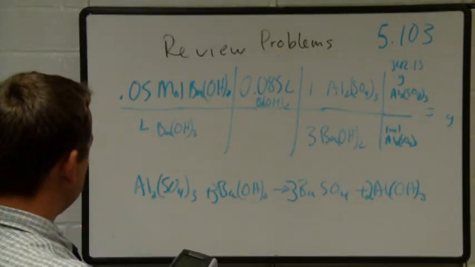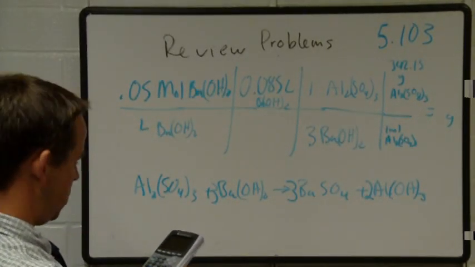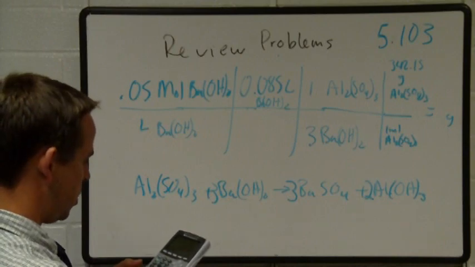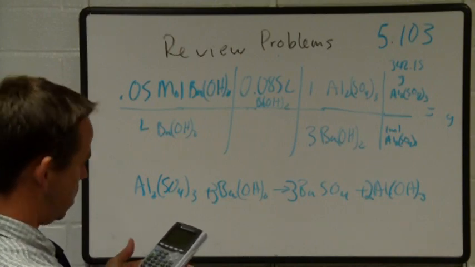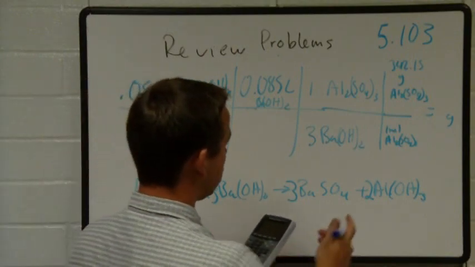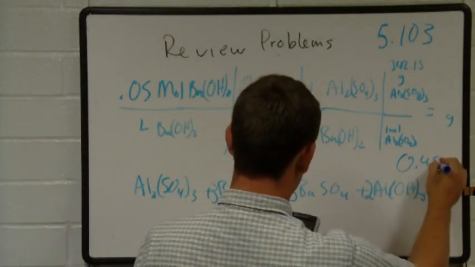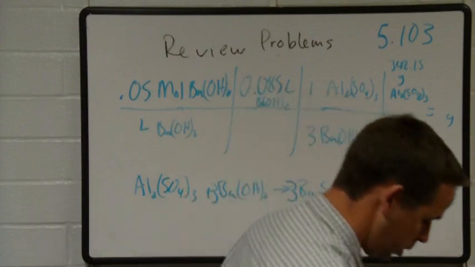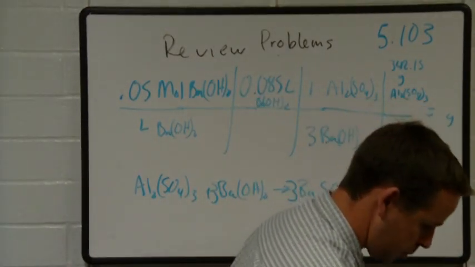So we have 0.05 times 0.085 times 1 divided by 3 times 342.15. So that's 0.485 grams of aluminum sulfate for number 103.